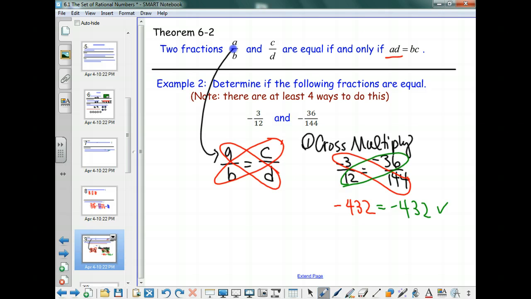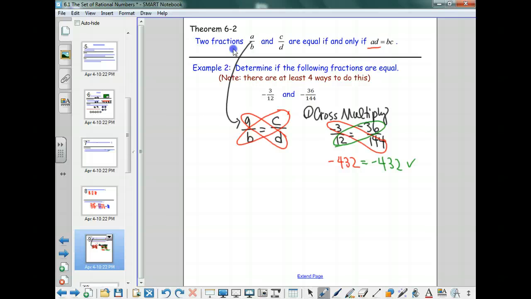So I feel like I should tell you, since I told you there was 4 ways to do it, maybe one of the other ways. Because you may not want to multiply those numbers together if they were large enough and you didn't have a calculator. It might not be what you would think to do. So let's try another option. We're going to simplify and compare.